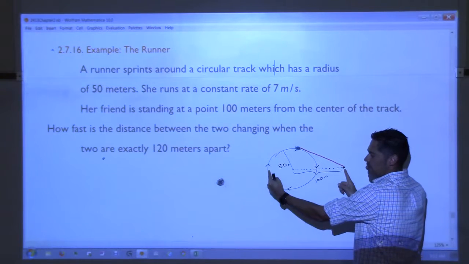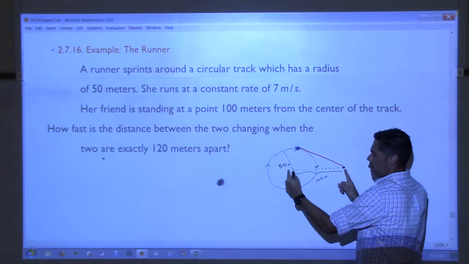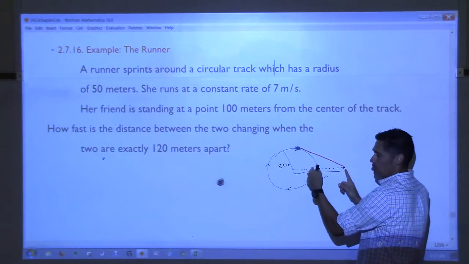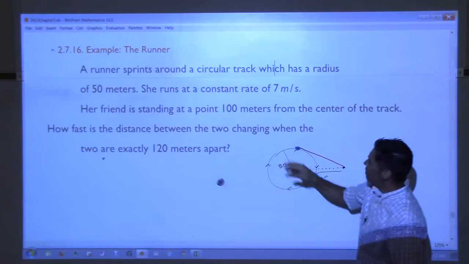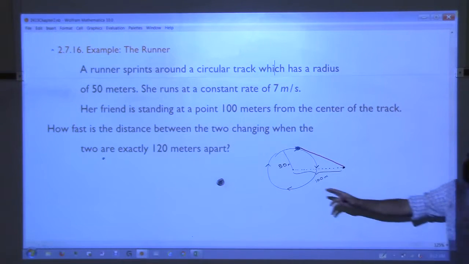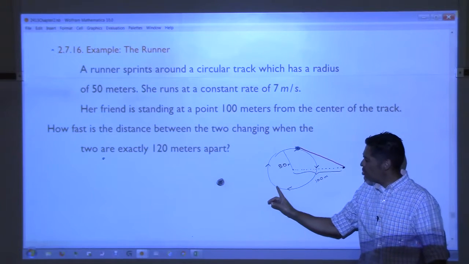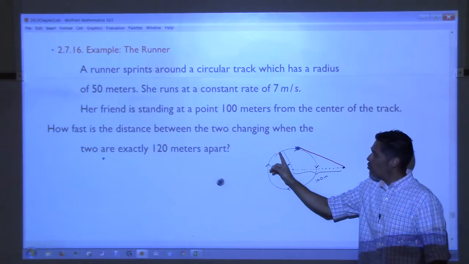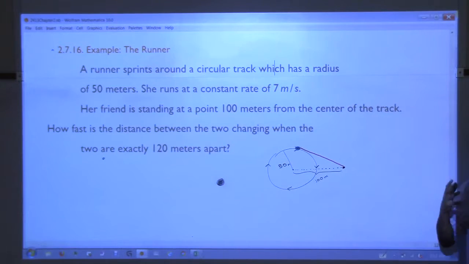And when they're on the opposite side, how long is that red line? It's going to be 50, 50. All right, so 150. So it says, how fast is the distance between the two changing when the two are exactly 120 meters apart? So when does that happen? 120 meters. It's going to happen in two places, isn't it? Somewhere down here and somewhere up here. Yes? And for us, it really doesn't matter which one.